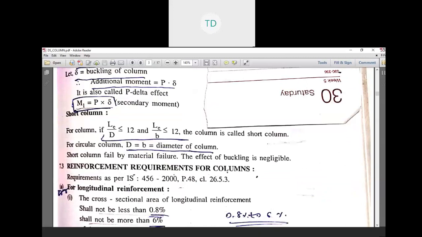Now, same as short column. For a column with LE divided by D less than or equal to 12 and LE divided by B less than or equal to 12, the column is called a short column. For a circular column, D is equal to B is equal to diameter of the column.